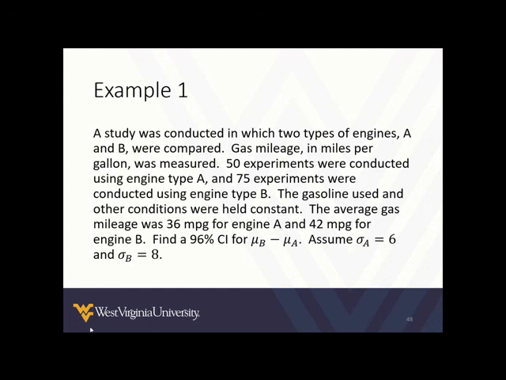50 experiments were conducted using engine type A, and 75 experiments were conducted using engine type B. The gasoline used and other conditions were held constant. The average gas mileage was 36 miles per gallon for engine A and 42 miles per gallon for engine B. We'd like to find a 96% confidence interval for mu B minus mu A, assuming that we're comparing our engines A and B type. We will assume the population standard deviation for engine type A is 6, and the population standard deviation for engine type B is equal to 8.